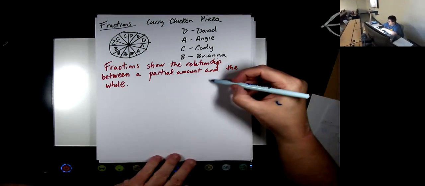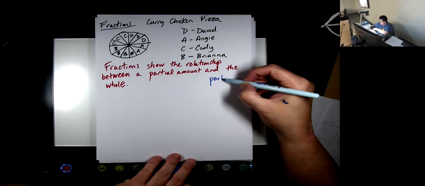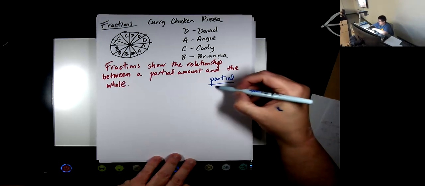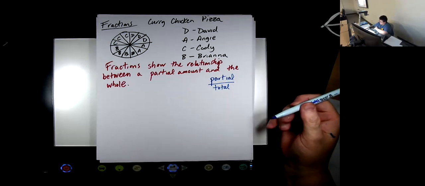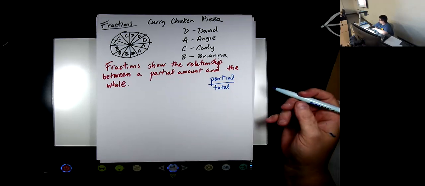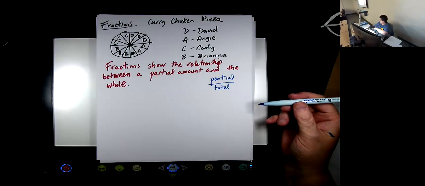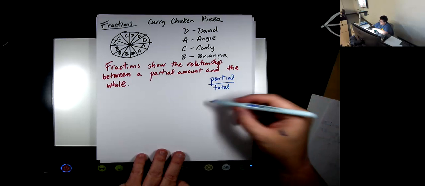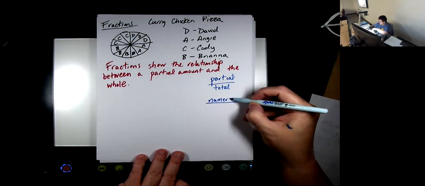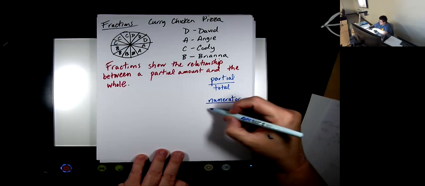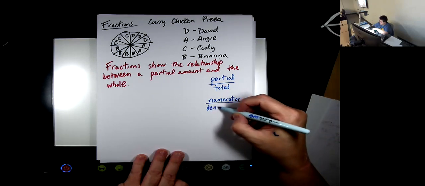And we make the fraction: the partial number goes on top and the total goes on bottom. Now I'm pretty sure there's a question about what these sides are called. The top part is called the numerator, and the bottom part is called the denominator.